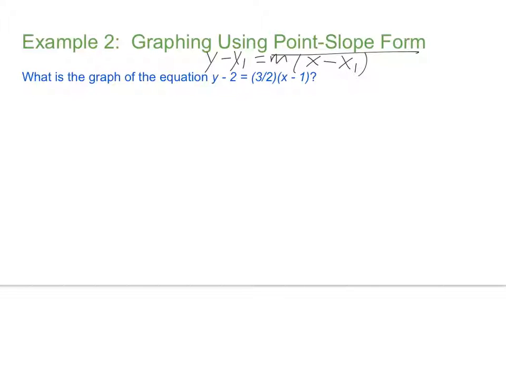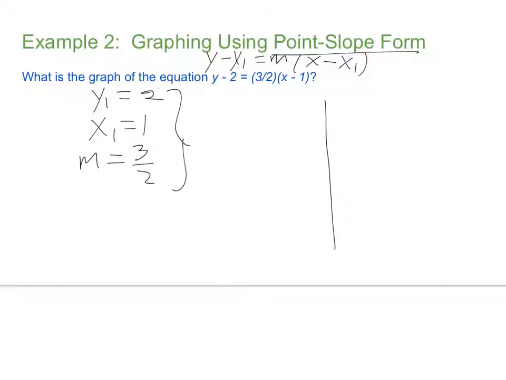This tells me that y sub 1 is positive 2, because it's a minus the positive. It's the opposite. x sub 1 equals positive 1. And m equals 3 over 2. So we take that information and draw an xy plane.